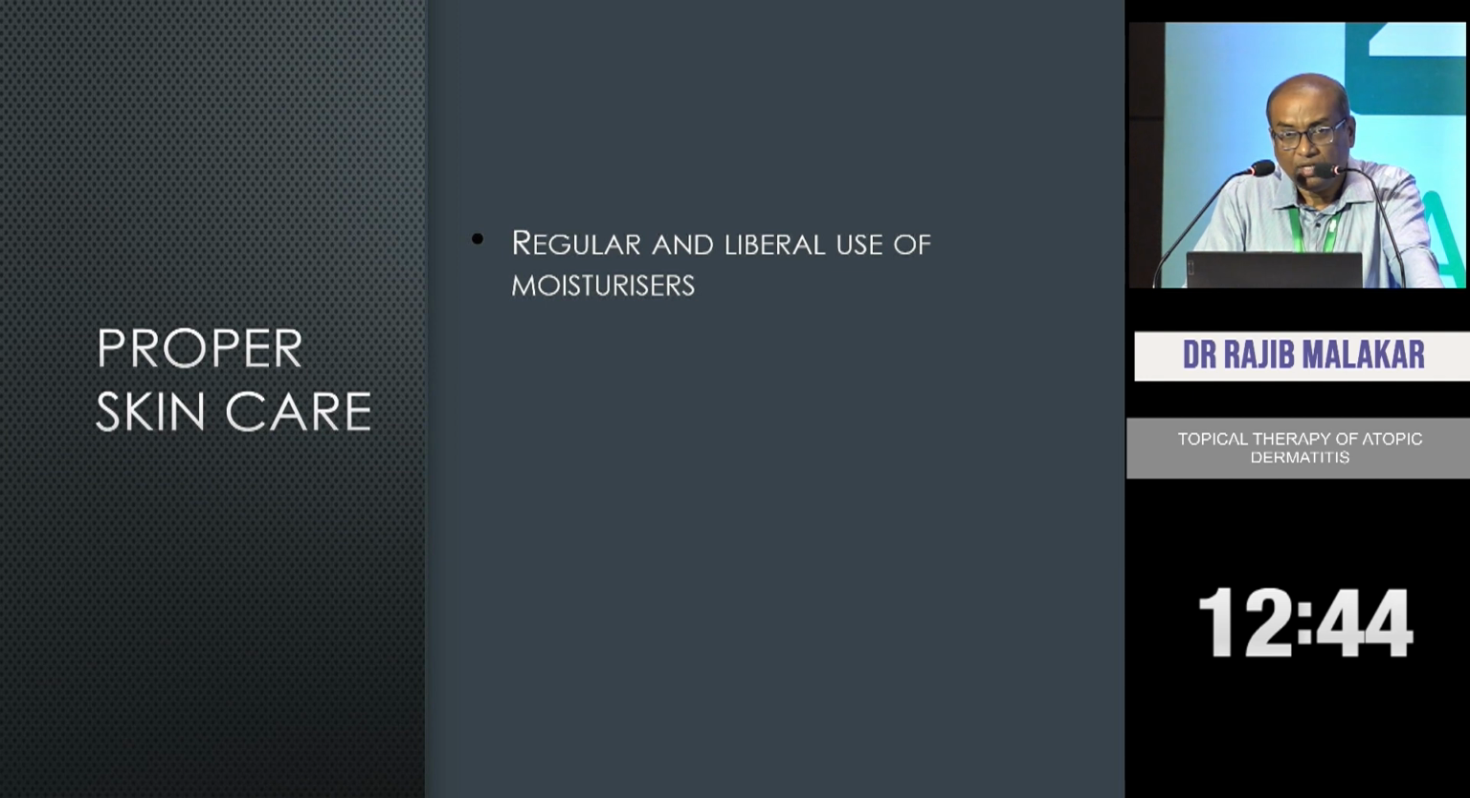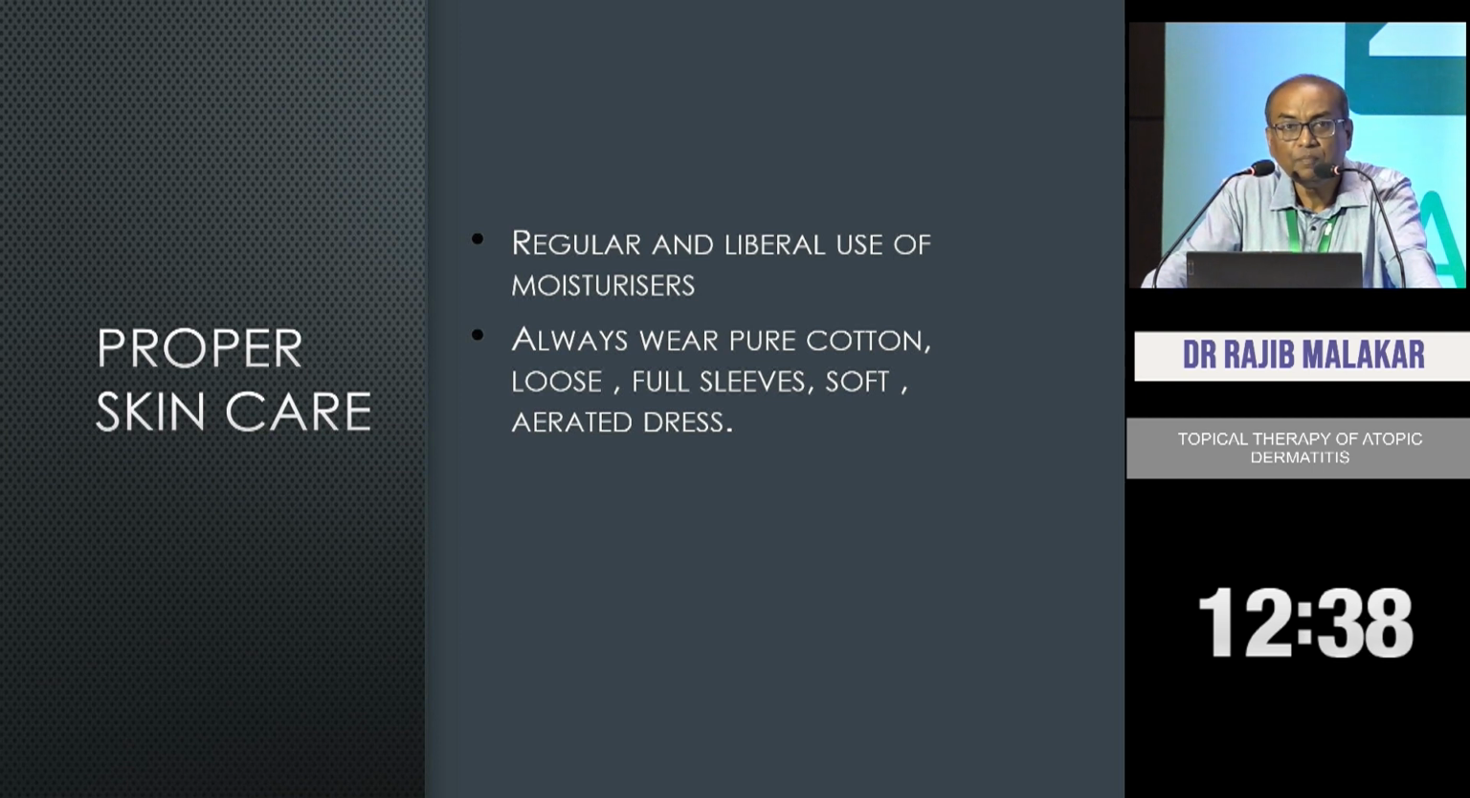Number two, even though this is due to an irritant like sweat, there are simple measures which I have included in the skin care part. Make the child wear pure cotton, loose, full sleeve, soft, aerated dress. In our condition, for example, in the hot and humid environment of Kolkata and the surrounding area, this is an ideal dress code, excepting when a formal dress code has to be used, like school uniform, to protect the skin, keep the skin aerated, and also avoid insect bites.